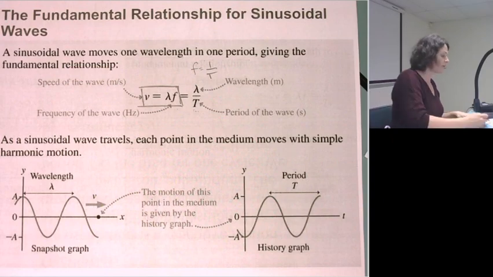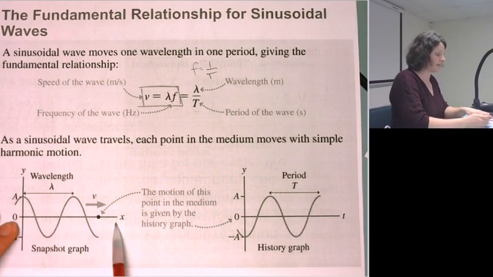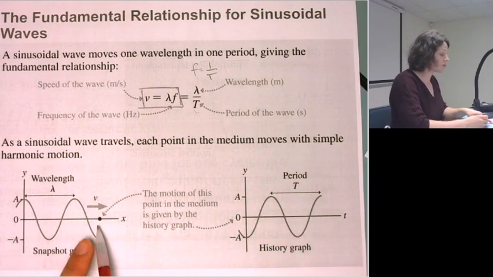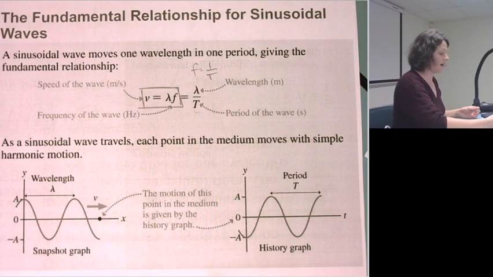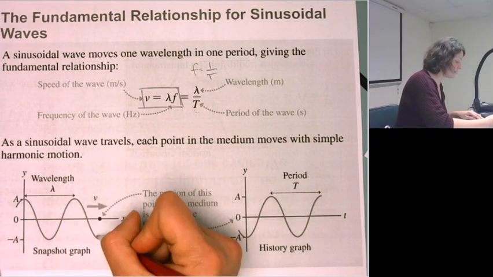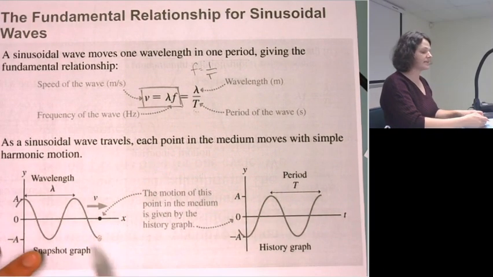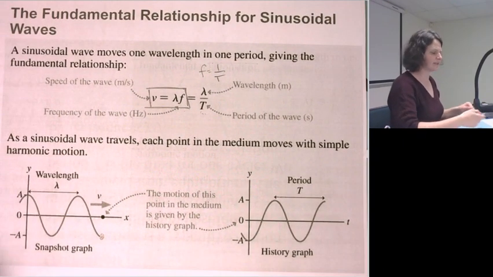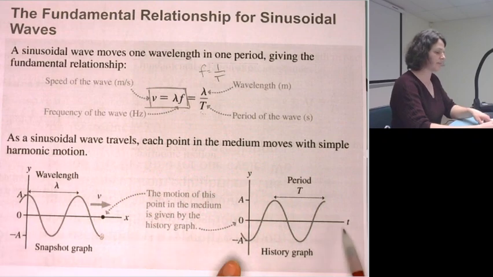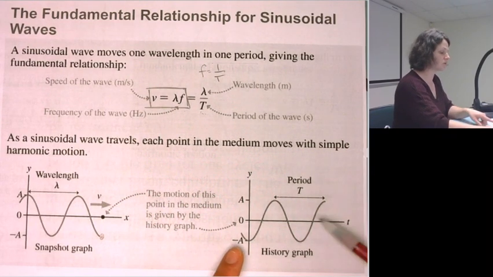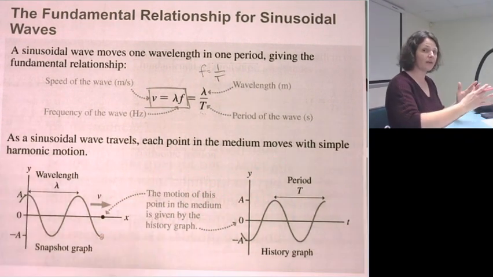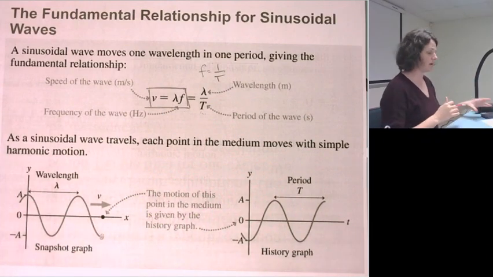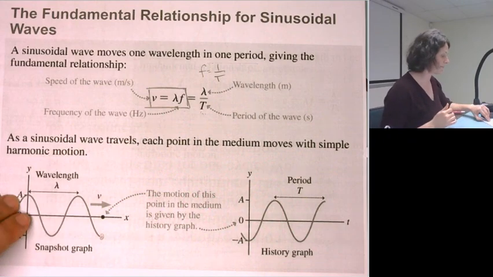And we spent some time going through the difference between a snapshot graph and a history graph to show that the motion of a point, like a chunk of string here, may look the same in the way that it's graphed, but it's fundamentally a different thing. So this would be the motion of a chunk of string as it goes up and down as a wave passes through it. Whereas this is what we would get if we just took a camera and took a photo of what the wave looked like at a certain time.